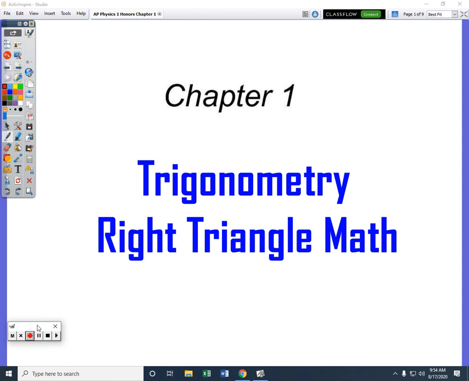This is some more AP Physics 1. We're continuing with Chapter 1. This one I talk about the concept of trigonometry. Really what we're going to look at is right triangle math. So we're going to go through what most people would probably say is just your basic geometry, but to relate that to what we need here.